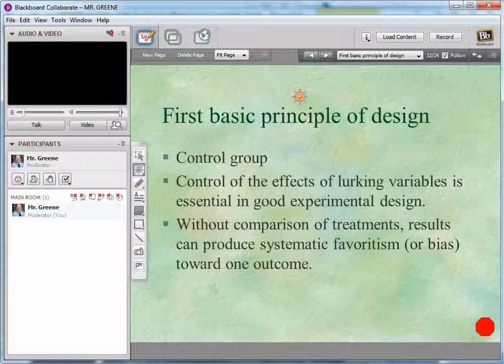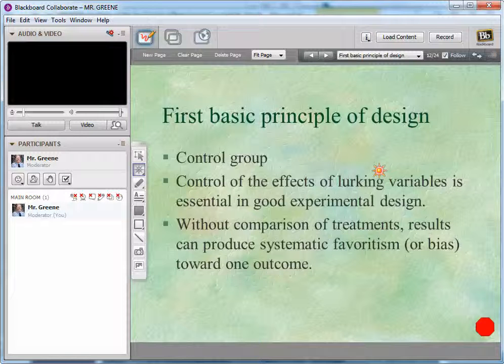Now, one of the things I want to make certain to cover are the 3 principles of design. One of the first basic principles of design is to have a control group. A control group is that group of people that you don't change anything on, so that you see that their results stay consistently the same. So a control of the effects controls the lurking variables. That way, you're not causing those to be any different. So if they were causing a problem to the original population, the control group, they would be causing a problem to your experimental group too.